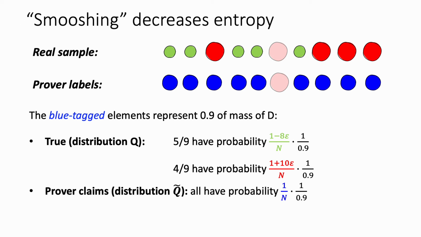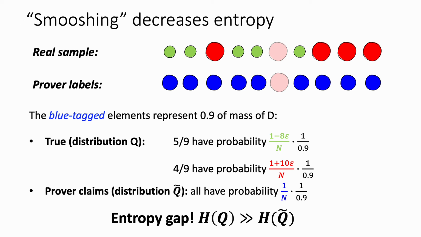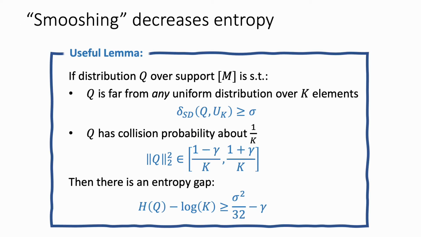These two distributions have a noticeable entropy gap. In other words, considering the part of the domain represented by the blue sample, the smushed distribution has less entropy than the real distribution. This result is not unique to the strategy we presented. In fact, we show that every smushing, that is, a prover strategy that passes the collision test, must result in a similar outcome.